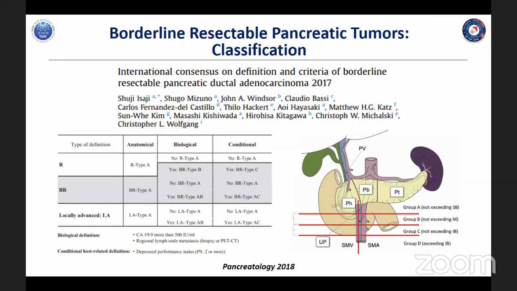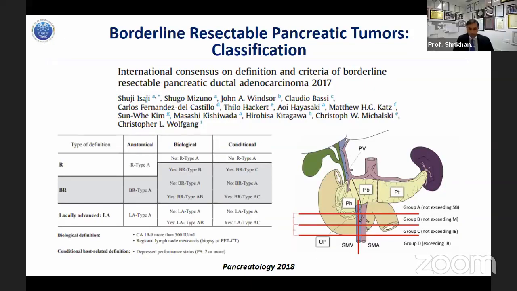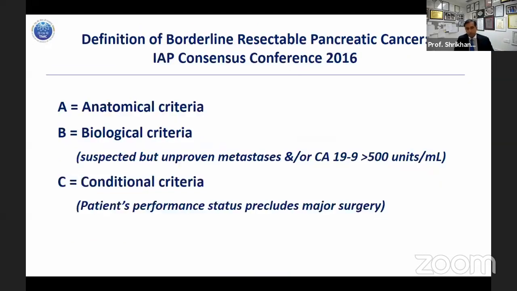But it's not only about anatomy and response to chemotherapy. You need to factor in three things. And I would draw your attention to this good paper in 2018, looking at anatomy, biology, and condition. So anatomy is the anatomy criteria which I spoke to you about. Biology would be you suspect, but you don't have proven metastatic disease, or the CA 19-9 is more than 500 units. And conditional criteria would mean the patient's performance status or the ECOG status that would preclude major surgery or that would alert you.